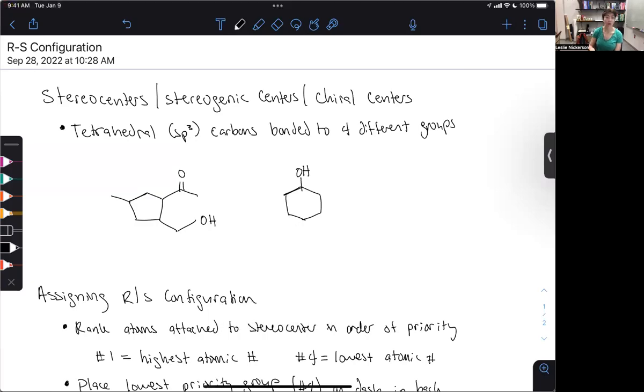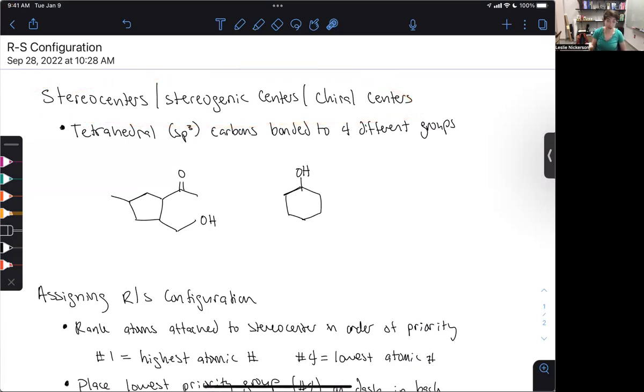Everybody, I'm going to go over stereocenters and RS configuration in this video. So the first thing to keep in mind here is that stereocenters are also called stereogenic centers and also called chiral centers, okay? So you might see any of these three names for the same thing.